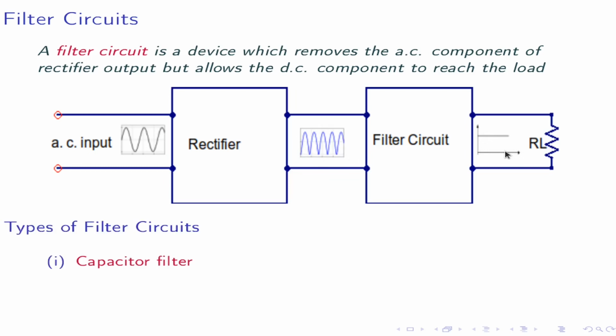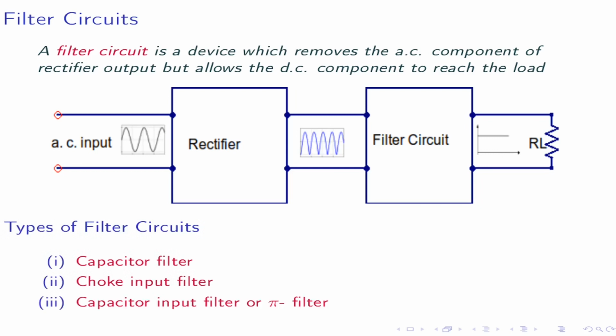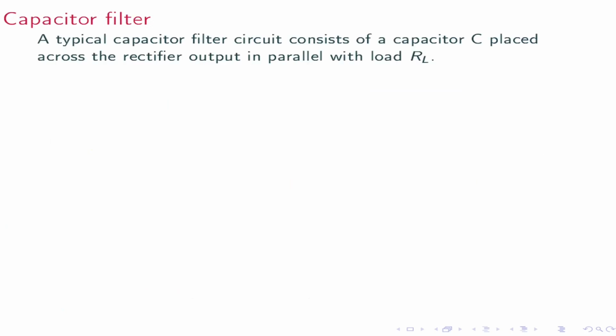There are mainly three kinds of filter circuits: capacitor filter, choke input filter, and capacitor input filter or pi filter. In capacitor filter, we are using a capacitor which is connected across the load. We know the reactance of a capacitor Xc is equal to 1 by 2 pi fC. For direct current, frequency is 0. That means the reactance is infinity. Therefore, a capacitor offers high reactance towards direct current and an easy path for alternating current.